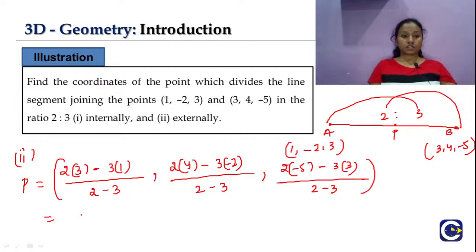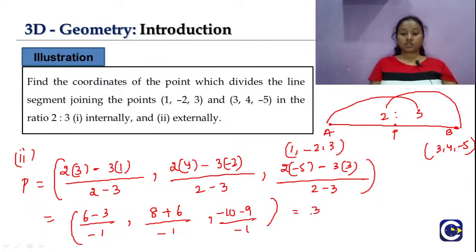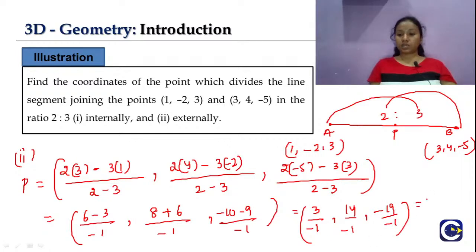So let's simplify it. 6 minus 3 by minus 1, 8 plus 6 by minus 1, minus 10 minus 9 by minus 1. So 6 minus 3, it will be 3 by minus 1, and 8 plus 6, 14 by minus 1, and here minus 19 by minus 1. That means this will be equal to minus 3, minus 14, and here plus 19.